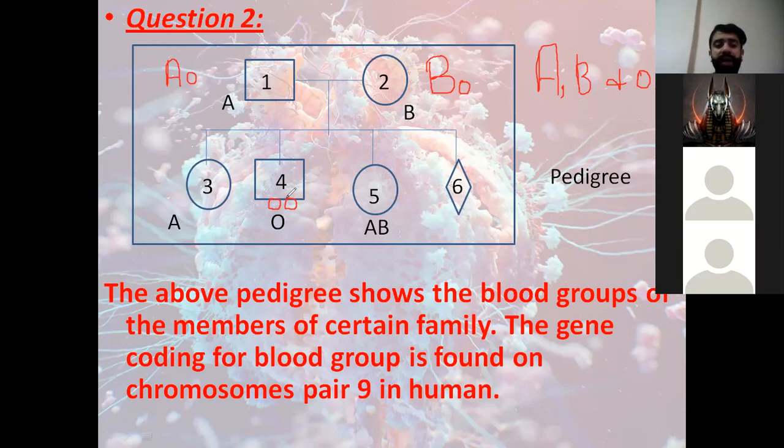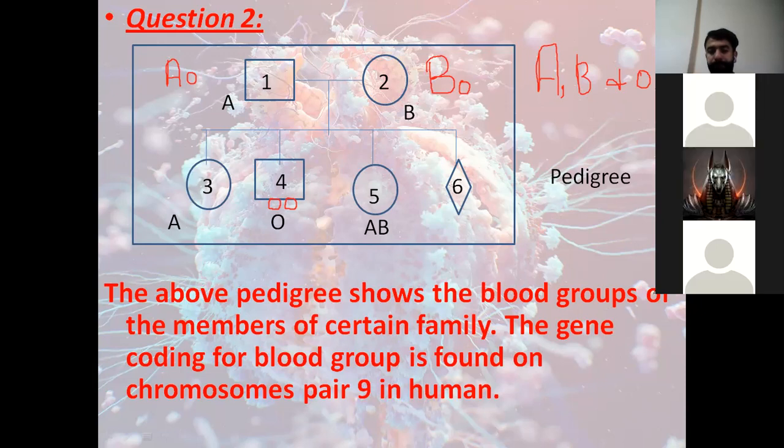Individual 5 has blood group AB. So how can you explain this? It took an allele A from the father and allele B from the mother. Okay, so the genotype will be AB. So which one is dominant and which one is recessive? Since both are dominant, both are expressed. This is the case of codominance. Very good.